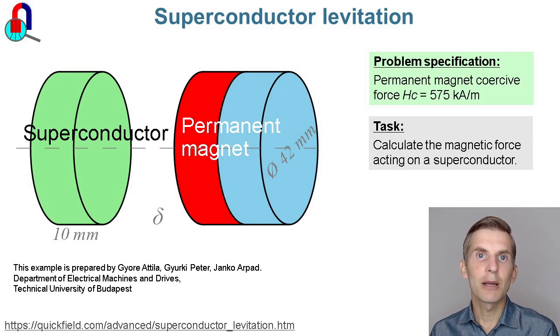In this example, I'm going to calculate the interaction force between the superconductor and the permanent magnet, and to demonstrate how to include a superconductor in a QuickField model. Okay, let's start QuickField now.